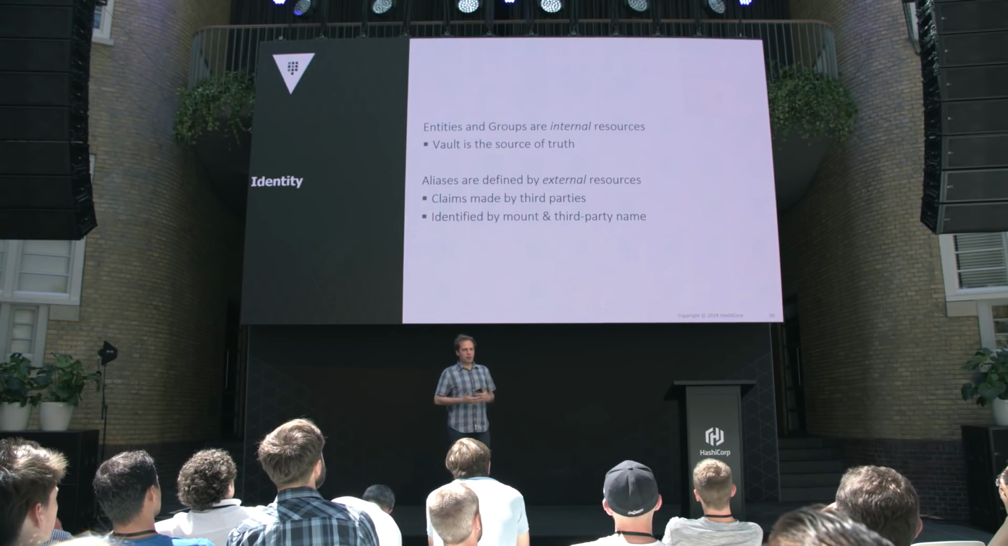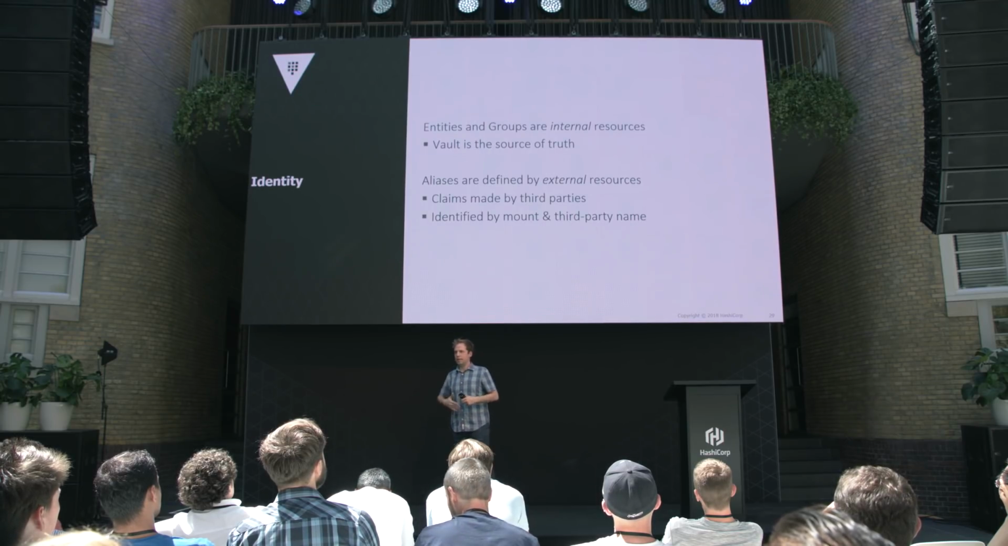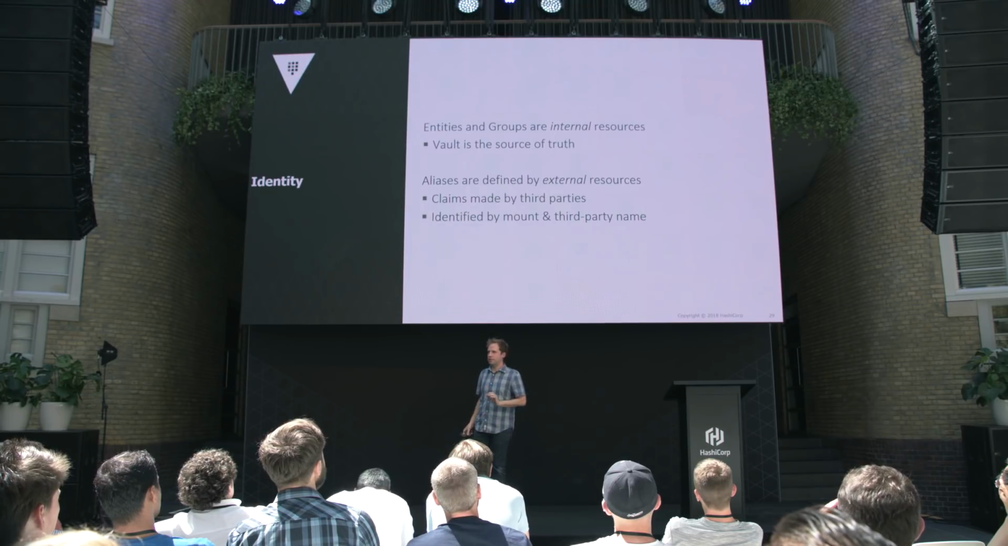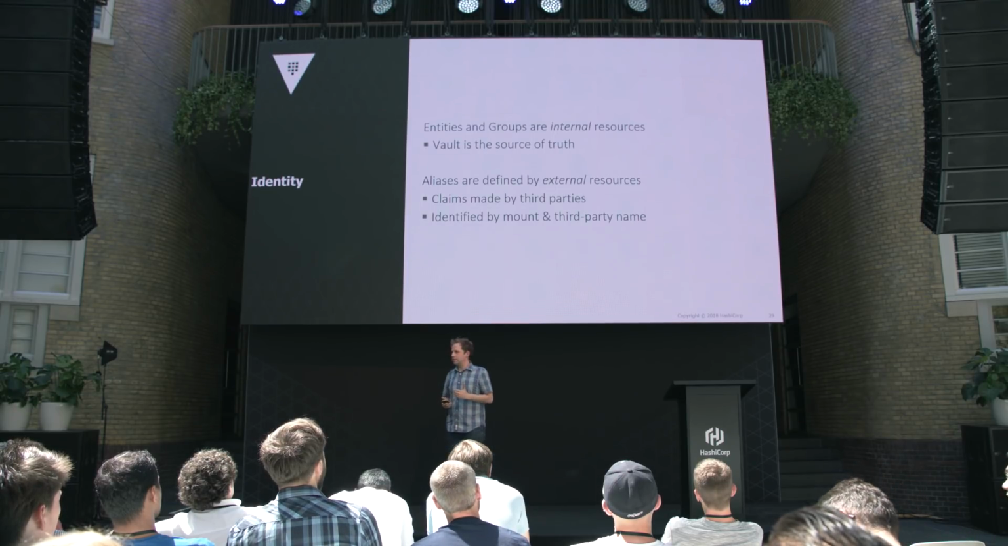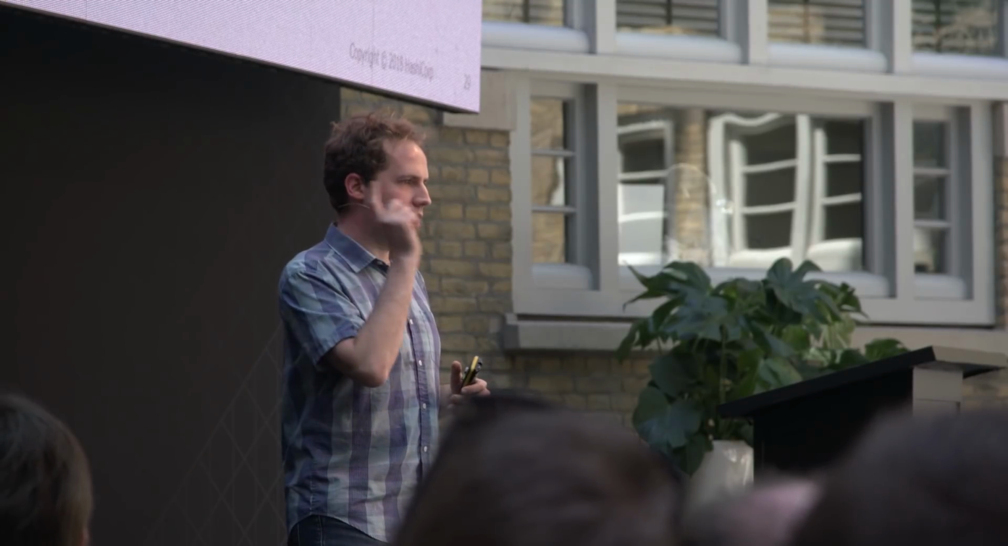So entities and groups are internal resources, right? They're things for which Vault is the source of truth. Aliases are defined by external resources. So they're claims that are made by third parties. They're identified by third parties. So I log in with an API token to GitHub. GitHub comes back and says, that's Jeffrey, and here are the teams that they're a part of, right? That's a claim that GitHub is making.